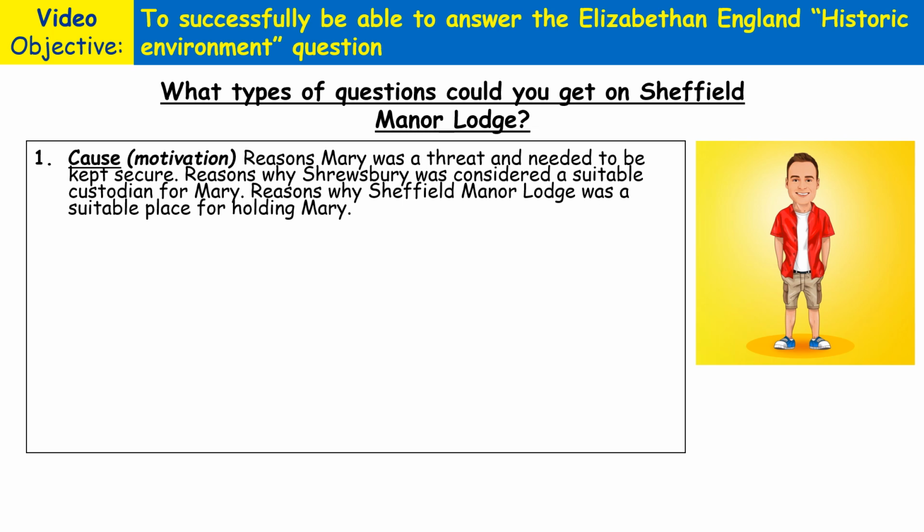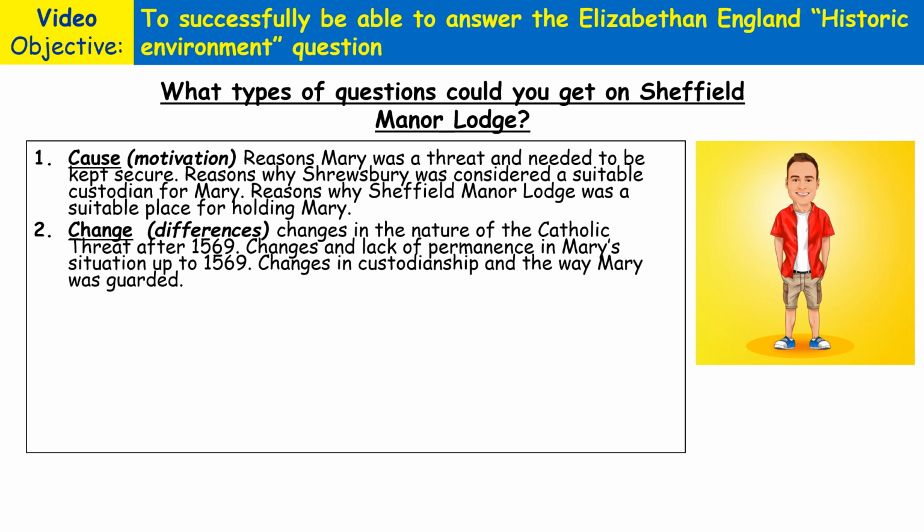So the types of questions we could get. Now we're moving on to specifically Sheffield Manor Lodge, which is the historic environment in the 2023 Elizabethan England paper. So you could be asked a question about cause or causality. So potentially the reason why Mary was kept in Sheffield Manor Lodge, and you would need to be able to write a paragraph on reasons why Mary was put in Sheffield Manor Lodge.